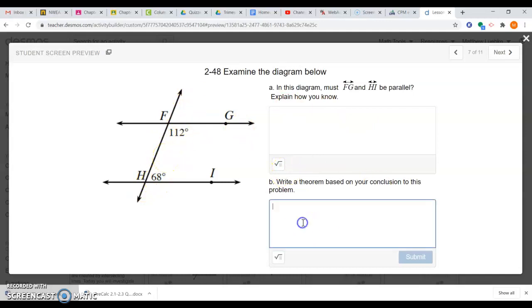Then you just write a theorem based on your conclusion, and you can say, if ... then ... and you need to fill in that blank. If we see this type of relationship, which has a name, then we see this parallel relationship. So fill it in with your own words, an if-then theorem based on what we're seeing here.